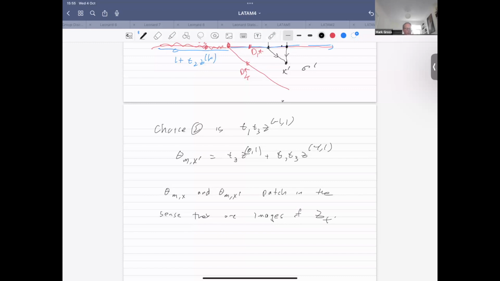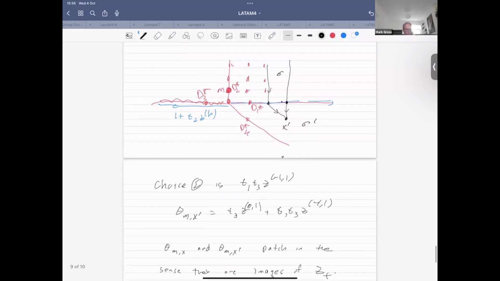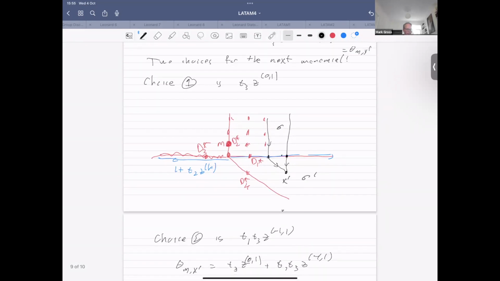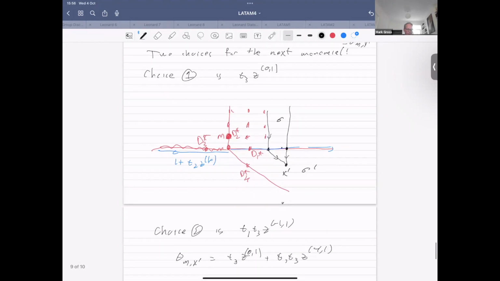Now you can go through this construction for any point in B. And you'll find that there are some subtleties, and I think it's worth saying a little bit about this. We're almost at the break time.